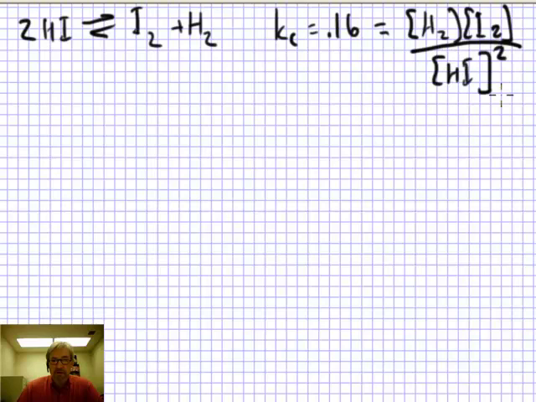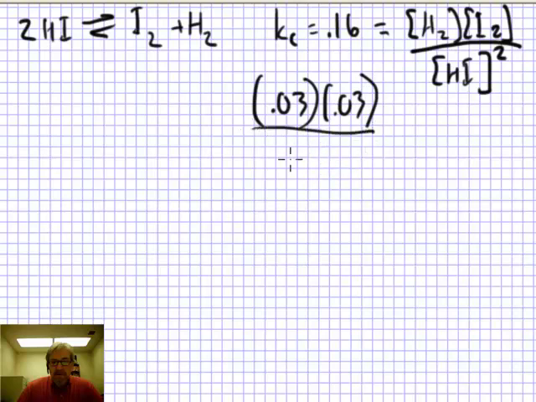Well, this is a reaction that we originally investigated in the last video, and I'm going to take one of those experiments and use the equilibrium values that we know existed under certain conditions where 0.16 was the Kc value. So let's say 0.03 times 0.03 for H2 and I2 concentrations divided by 0.240 squared is equal to Kc. Those are the concentrations of those species at equilibrium.